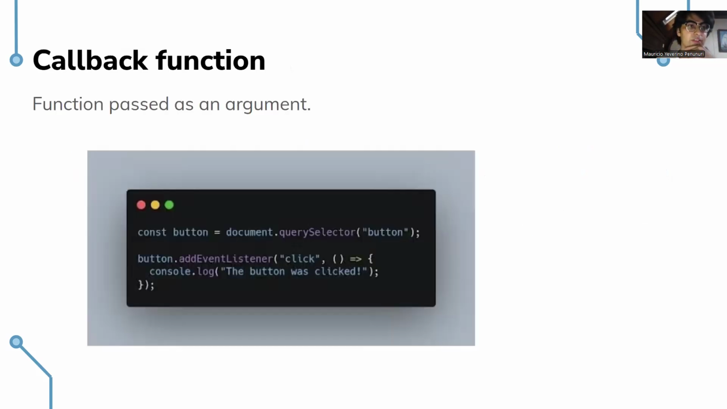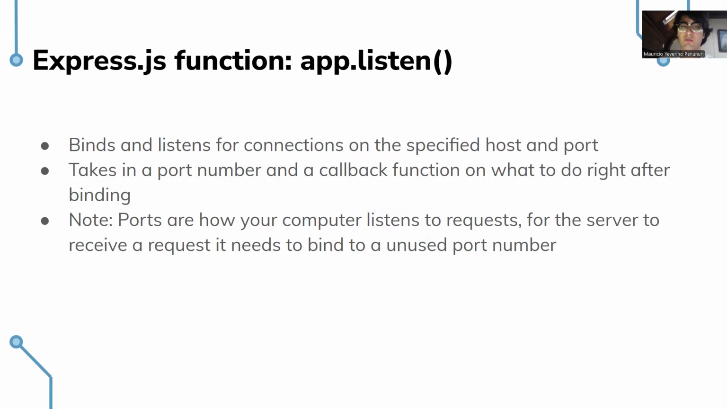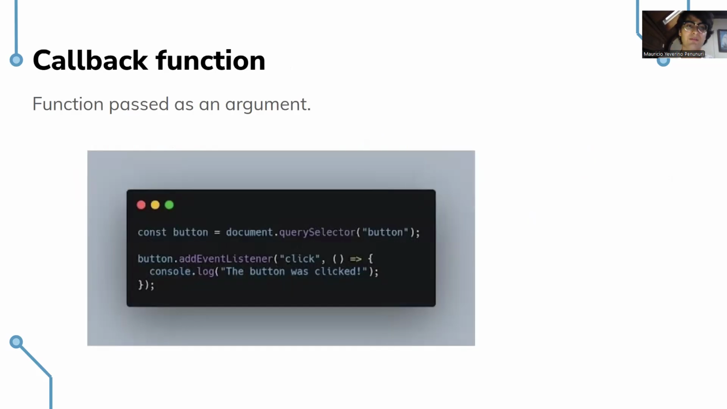So a callback function, what is a callback function? I mentioned this. A callback function is simply a function passed as an argument, and it will be run, in this case, whenever they specify it. But yeah, a callback function is just a function passed as an argument, and then inside the function, you can use that function passed as an argument.